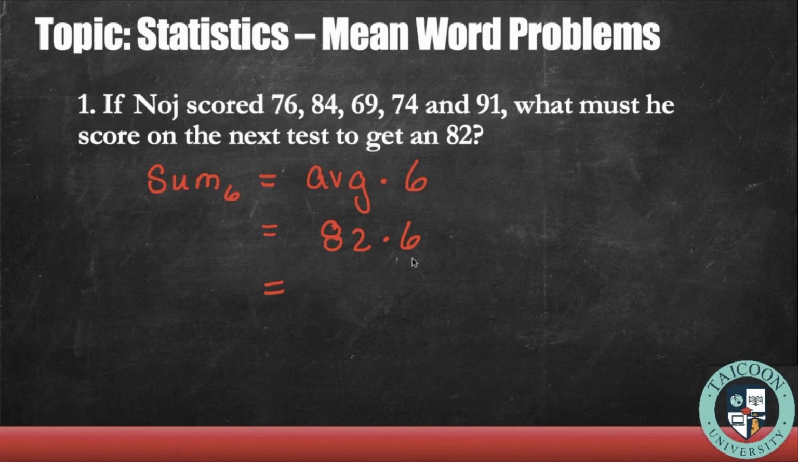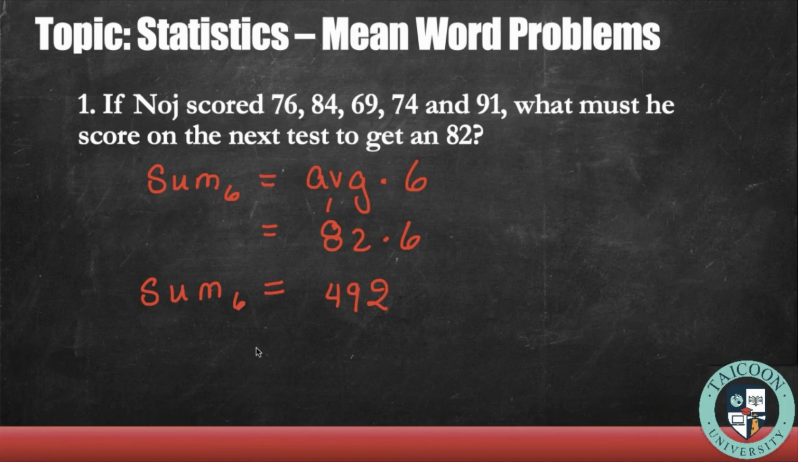When we multiply 82 times 6, of course we start off by multiplying 6 times 2, which is 12, and I'll carry the 1. And then 6 times 8 is 48, plus 1 is 49. So we know that the sum of 6 numbers is actually 492.